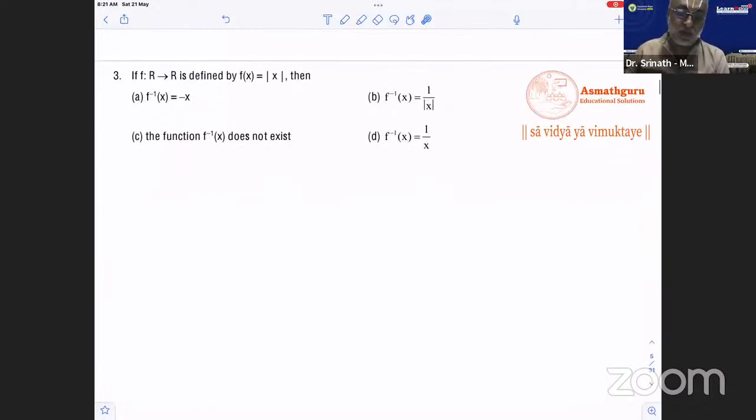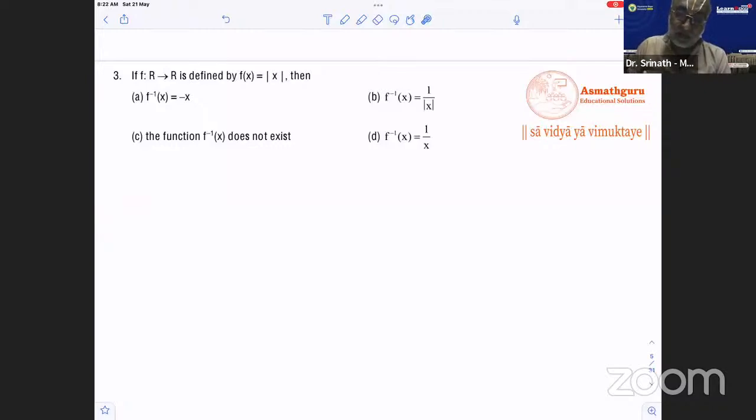Here's the third problem. I have selected some problems for working in the class. f is a function from R to R defined by f of x is equal to mod x. Then f inverse of x is equal to minus x; f inverse of x is 1 by mod x; the function f inverse of x does not exist; f inverse of x is 1 by x.